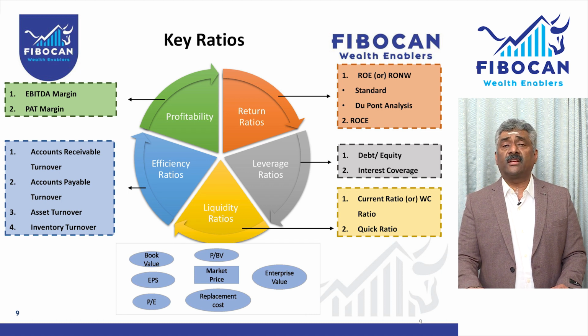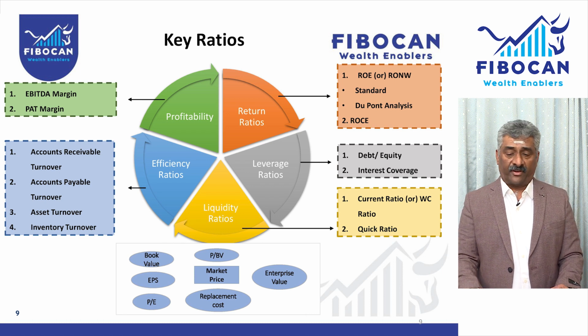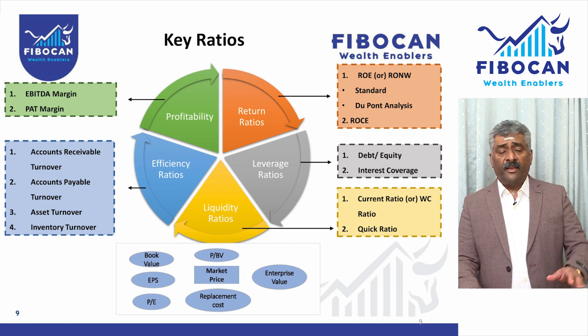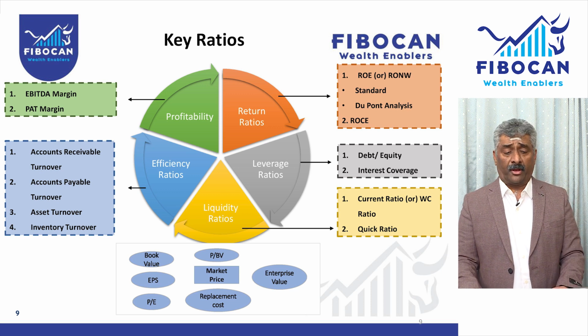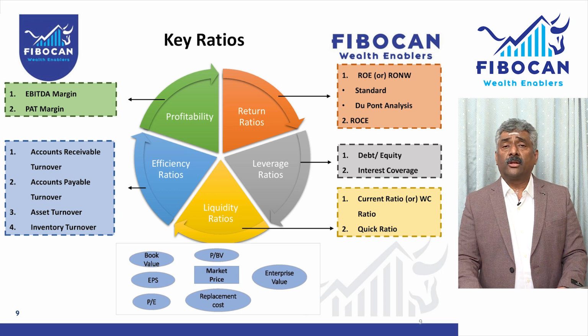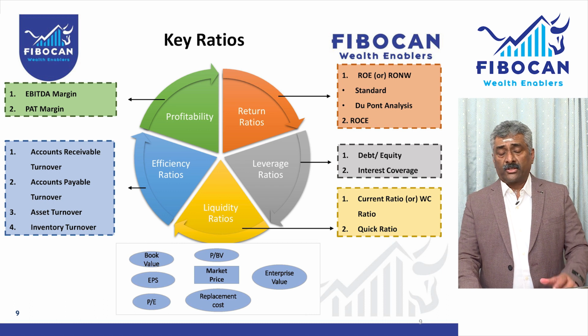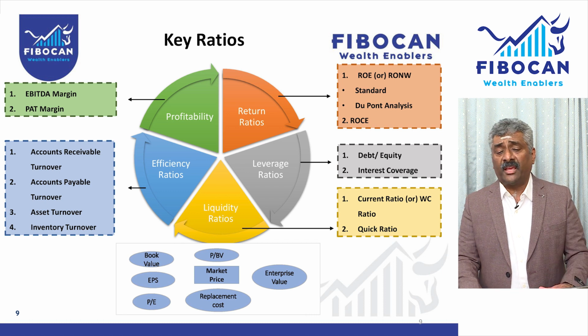Then you have leverage ratios: debt equity ratio, interest coverage ratio. Then you have liquidity ratios, current ratio and quick ratio, and efficiency ratios, how efficiently the company operates. We will explain these when we see accounts receivable turnover, accounts payable turnover, asset turnover, inventory turnover. Apart from that, we have book value, EPS, PE, market price, price to book value, enterprise value and replacement cost. These are the key ratios.